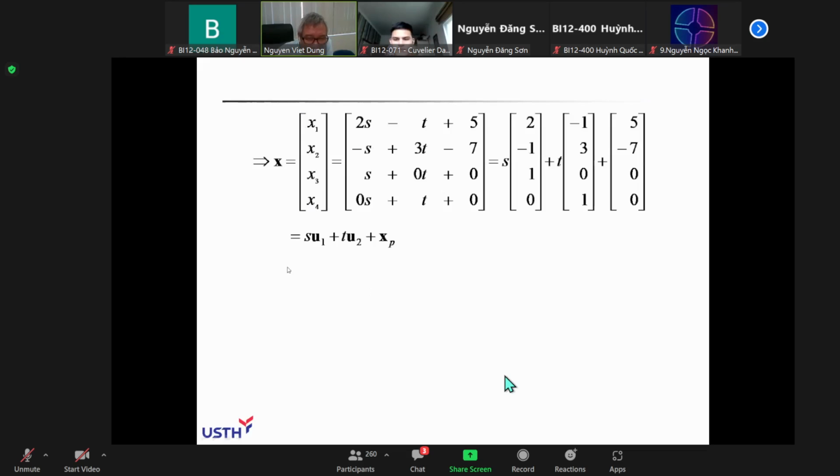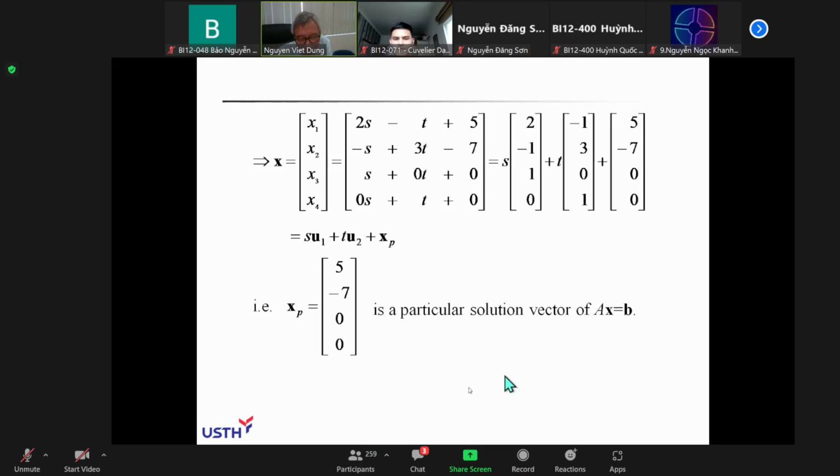Or we can write it in this form: s times u1 plus t times u2 plus xp. xp is that one, a particular solution for that system. And xh now equals s times u1 plus t times u2. It is exactly a solution for the system Ax equals 0, the homogeneous system of linear equations. So that is the way we solve the system.